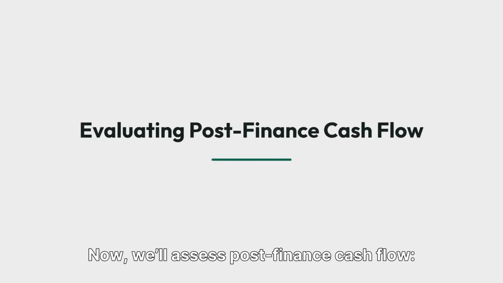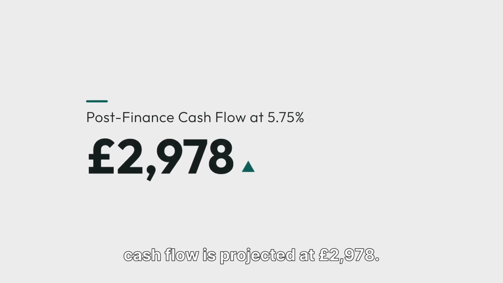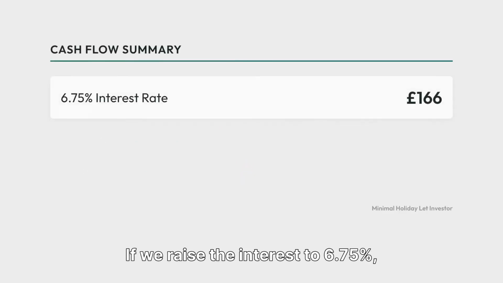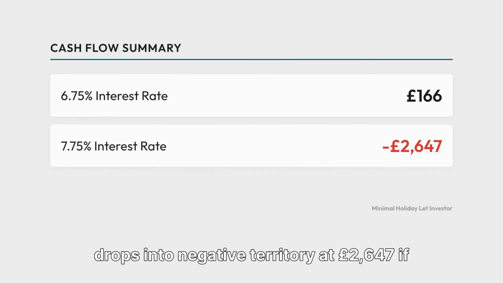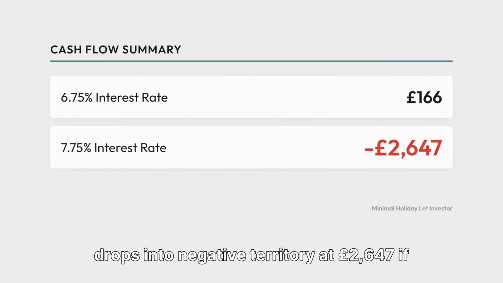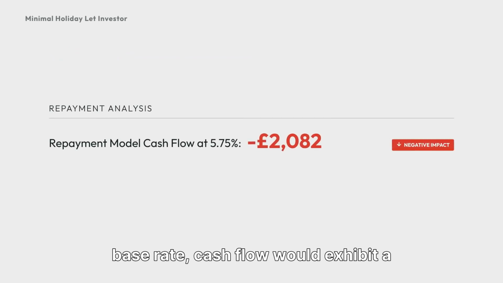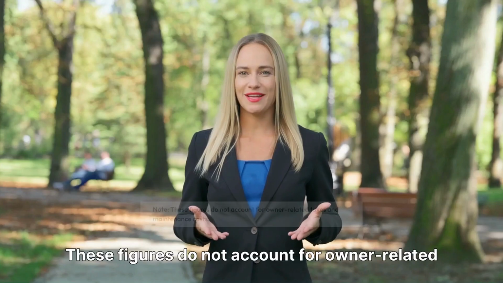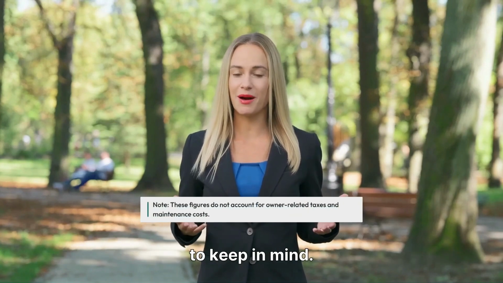Now, we'll assess post-finance cash flow. With an interest-only loan at 5.75%, the cash flow is projected at £2,978. If we raise the interest to 6.75%, this number falls to just £166 and drops into negative territory at £2,647 if the rate is 7.75%. For a repayment model at the 5.75% base rate, cash flow would exhibit a negative impact of approximately £2,082. These figures do not account for owner-related taxes and maintenance costs, which are important to keep in mind.